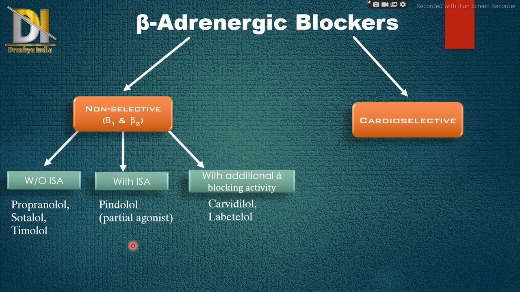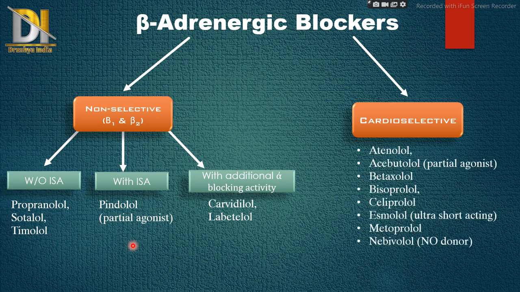We know that there are two types of beta, mainly there are three, but talking about lungs and heart, in heart there is beta 1 and in lungs there are beta 2. This cardioselective group includes atenolol, acebutolol, betaxolol, bisoprolol, celiprolol, esmolol, metoprolol and nebivolol, in which acebutolol is partial agonist, as we have seen earlier. Like pindolol, it is also partial agonist, which means it shows submaximal effect.